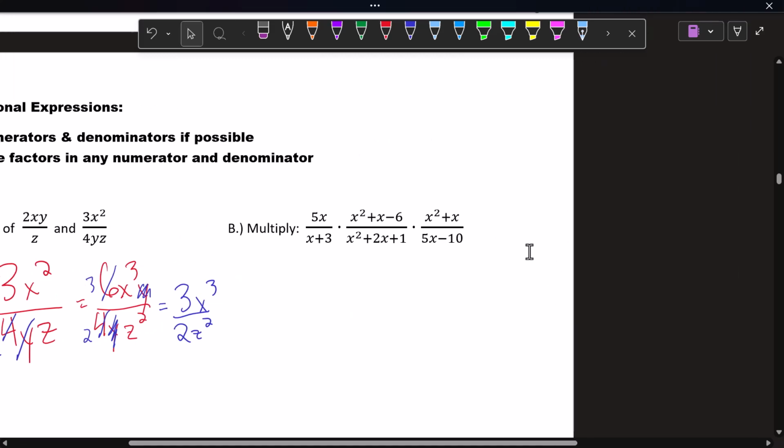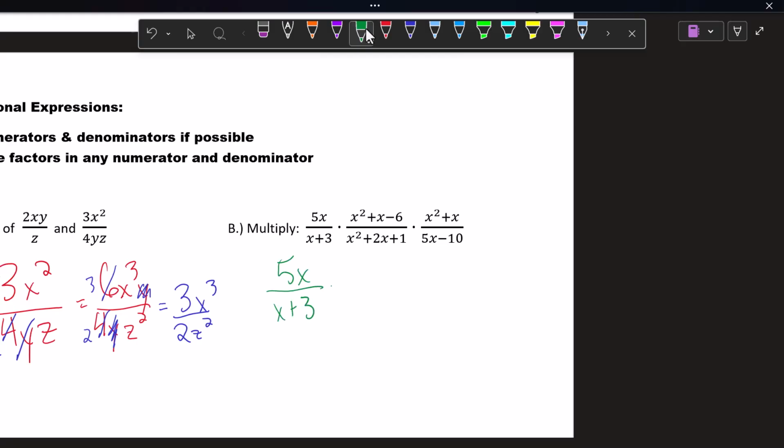All right, so B is a little bit more like what we were doing with the simplifying. So 5x and x plus 3, that's factored. Now, x squared plus x minus 6, MA problem, it's x plus 3, x minus 2. Same for the denominator. We can take an x out of the x squared plus x and get x plus 1. We can take a 5 out of the x minus 10. Oops, it's not 10 anymore. It would be 2.